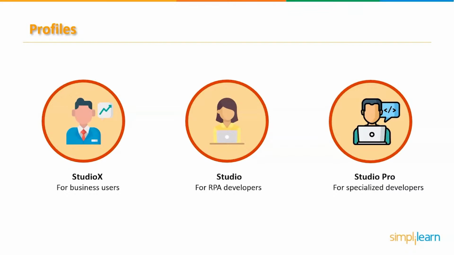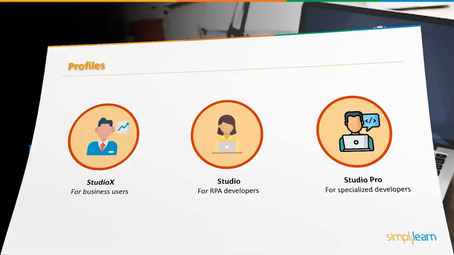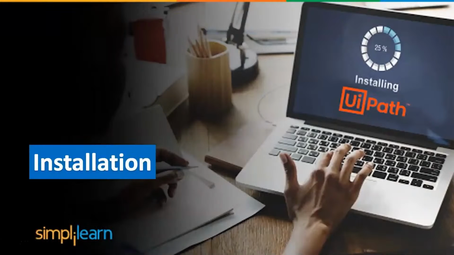UiPath Studio is for RPA developers. Build complex automation that is run by attended or unattended robots. UiPath Studio Pro is for the specialized developers. Automate with AI, advanced RPA features, testing tools, and sophisticated coding services. So we will look at the installation.